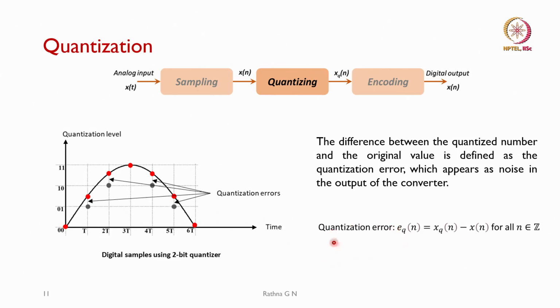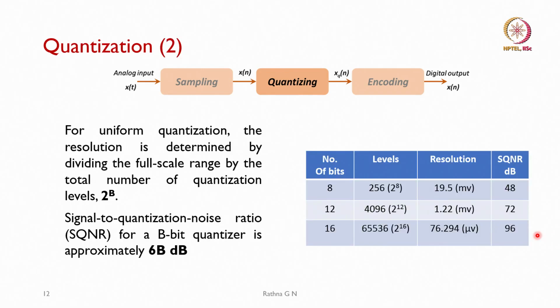How do we define the quantization error? It is given by an equation like this: eq of n is nothing but xq of n, the quantized value, minus x of n, the original value, for all n in the real world. So, we took a 2-bit quantizer as an example and saw this.